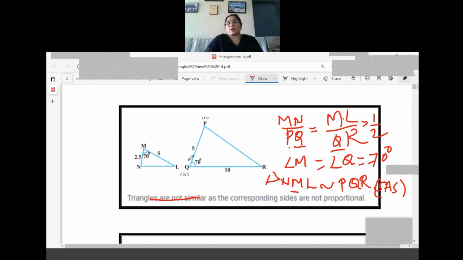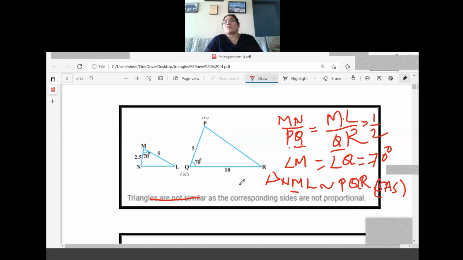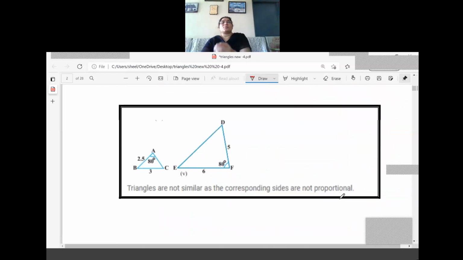Again, we check 2.5 and 5 only. 5 by 10 is 1 by 2. 2.5 by 5, that is also 1 by 2 only. And angle M and angle Q are 70 degrees. So the SAS criteria is applicable here. Next, what about this one?